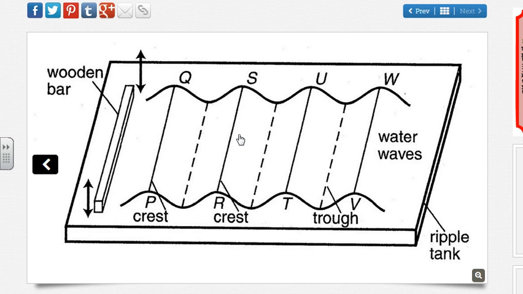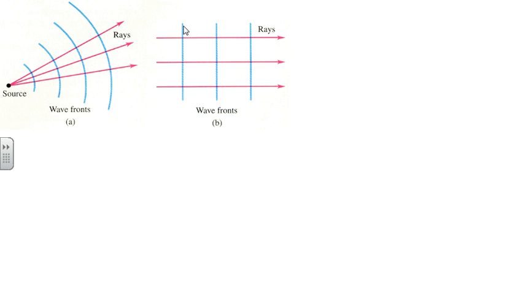So when we talk about a wave front, we connect all the points that are at the same phase. So we connect all the crests, and we also connect all the troughs. That's basically what it means to have a wave front. Here's another view of this. This is a plane wave front.